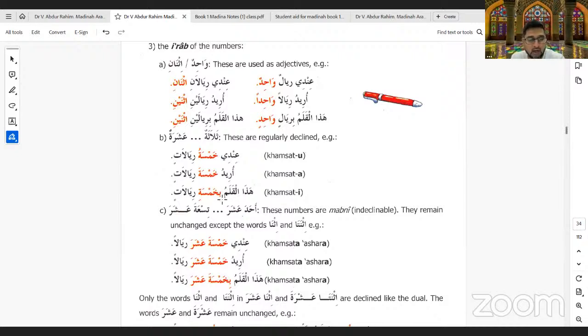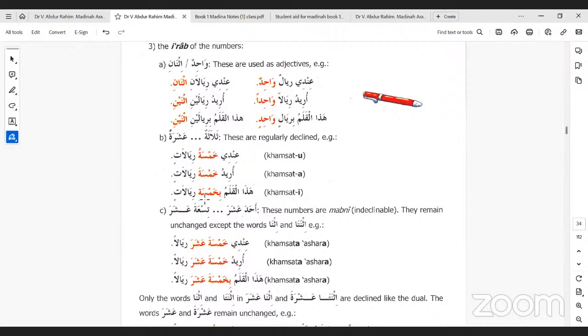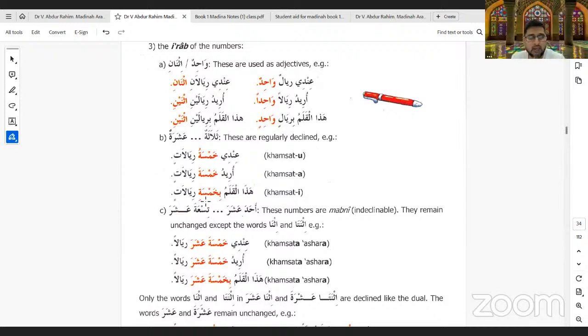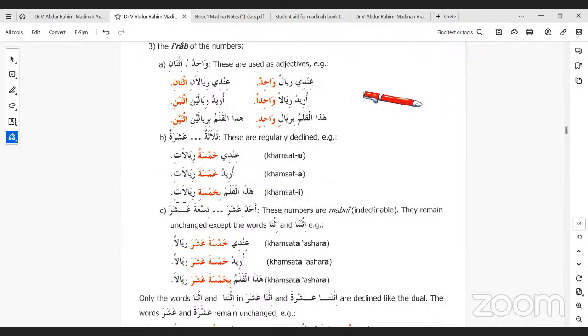Here, hazal qalamu bi khamsati riyalat. This pen, with 5 riyals. So these are regular declension. This is what it means: according to the situation, these nouns come marfu, mansub, and majrur. Here, because of ba harf jar, it's bikhamsati. It's not taking a tanween because khamsa is mudaf, and riyalatin is mudaf ilayhi. Is that clear? Yes, absolutely.